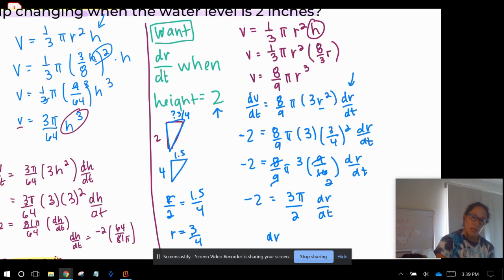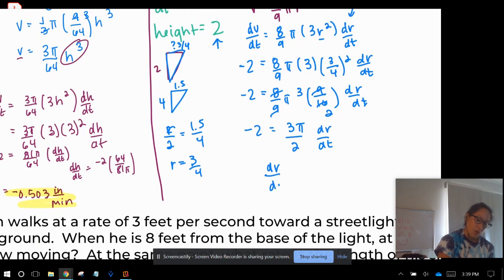And so I can isolate dr/dt to give me negative 2 times the reciprocal, 2 over 3 pi. Negative 2 times 2 over 3 pi gives me, wait a second, I got something different. I forgot something big. I forgot a 3 here. No, I got that 3, 9.